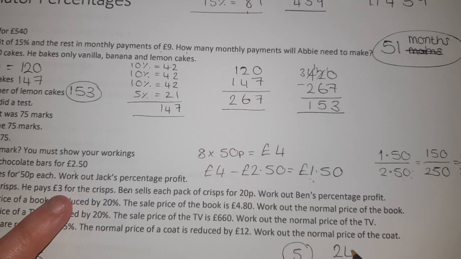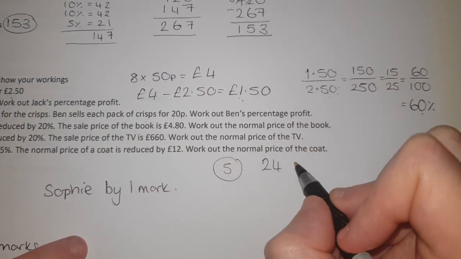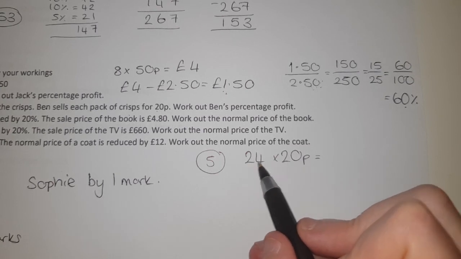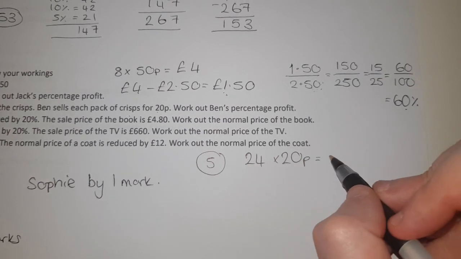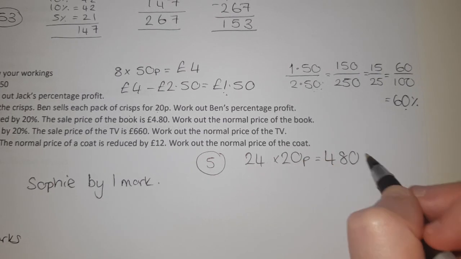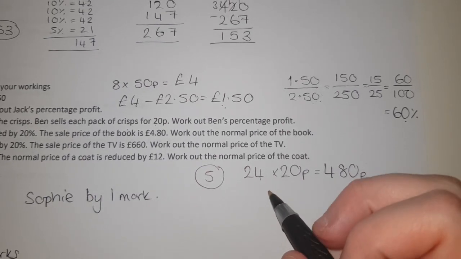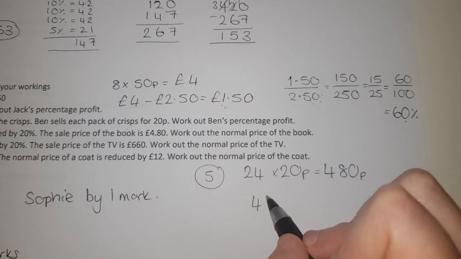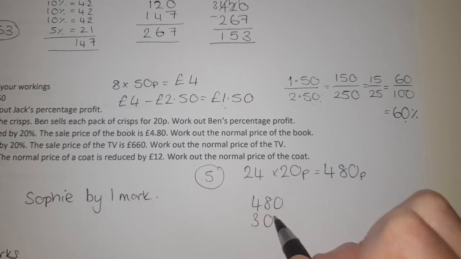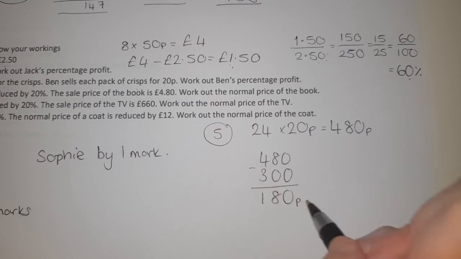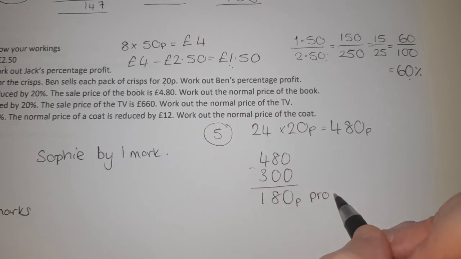Well, we've got 24 packs of crisps that are costing 20p each. So if I do 10 lots, I'd get 240. So 20 lots is 480p or £4.80. He originally paid £3. So if I do £3 as 300p, I can subtract it. That means he made 180p profit.